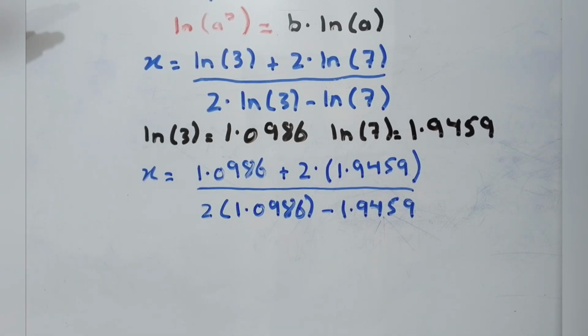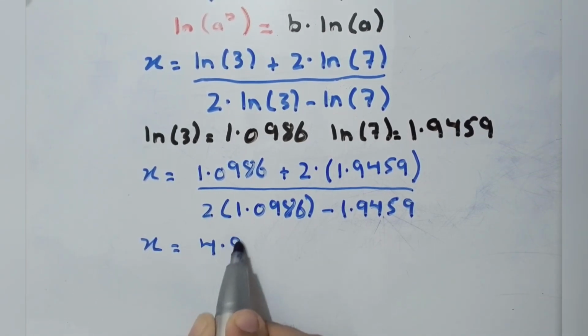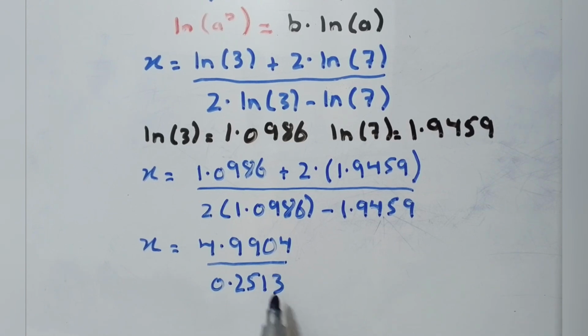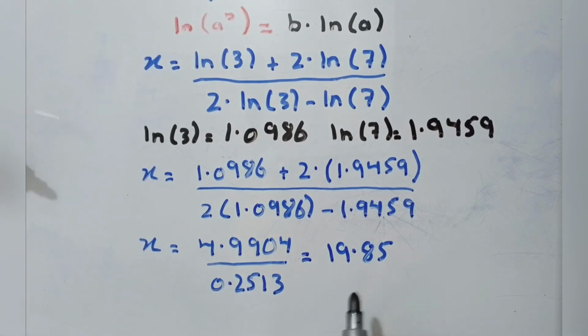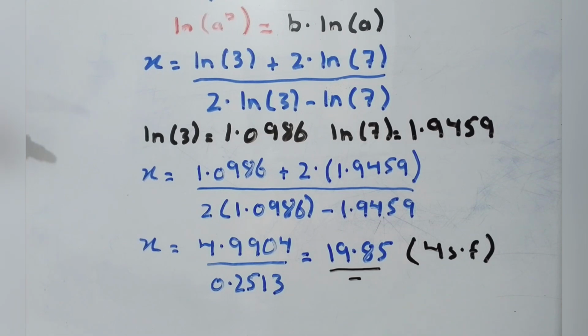Okay, now we would simplify the numerator and denominator. On putting it into the calculator, the value of numerator that I am getting is 4.9904, divided by the denominator comes out to be 0.2513. Now on putting this whole thing in the calculator, I want you to double check that the value of x comes out to be 19.85, and this whole thing is correct to 4 significant figures. And yes, 19.85 is our final answer. There you have it. The value of x is approximately 19.85.